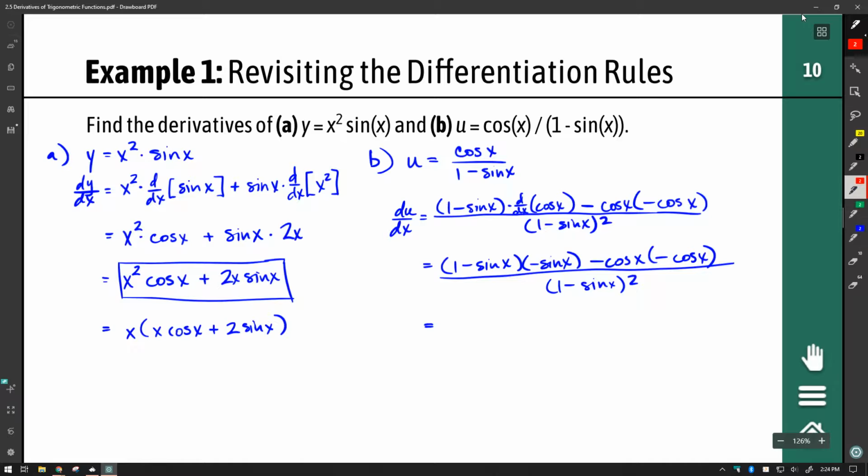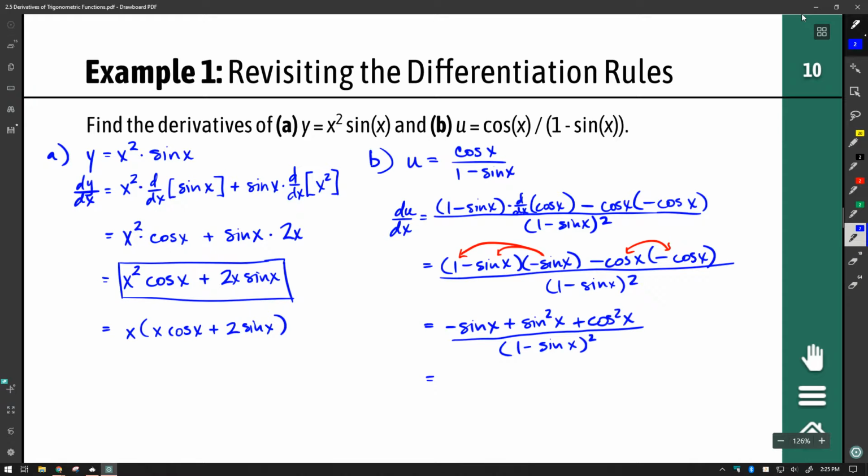So here's that distribution: a negative sine x times 1 and a negative sine x times a negative sine x. Okay, so that's negative sine x. And then negative sine x times negative sine x is plus the sine squared of x. Wonderful. And then we move on to a minus cosine x times negative cosine x. Well, these two multiplied together make a plus cosine squared x. And this is all still over a 1 minus the sine of x quantity squared.